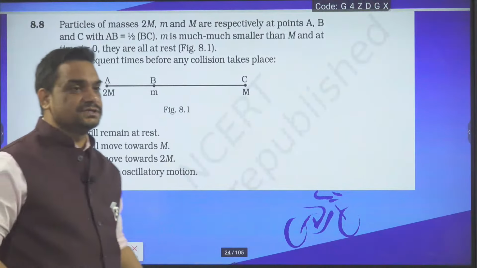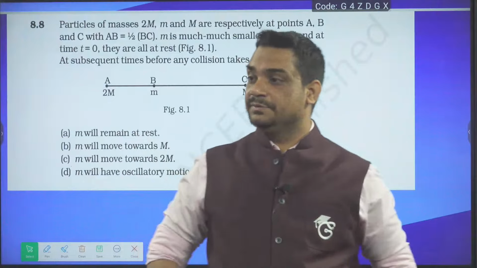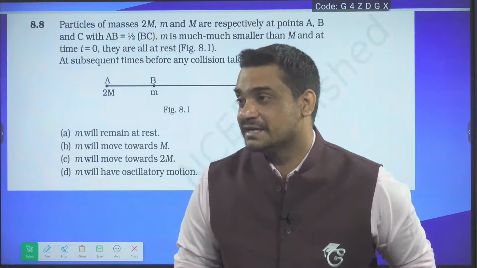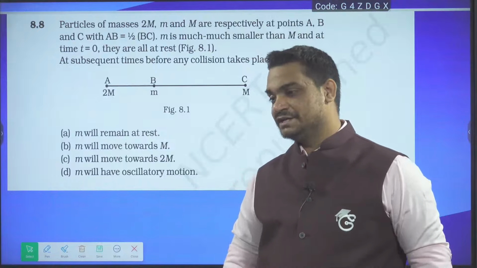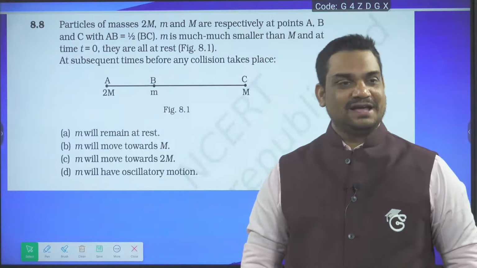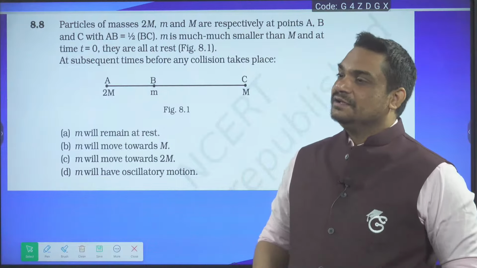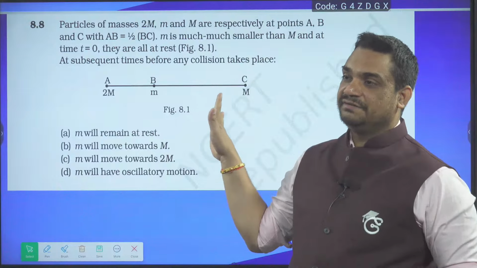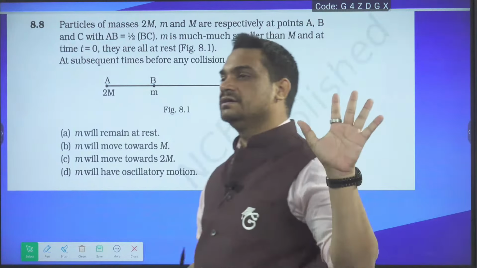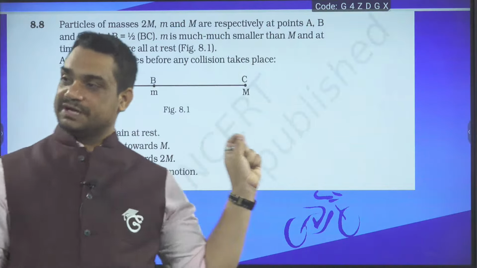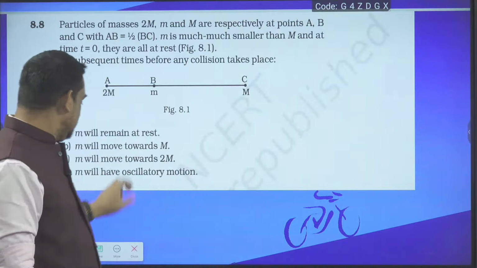Now comes this question. I personally like this question. They can ask it anytime. Till now, they have not asked it. It is an exemplar question; I expected last year they would ask it, but last year they were in the mood to ask very simple questions from gravitation. This appears like a tough question, but actually it is very simple. They are saying particles of mass 2m, M, and m respectively at points A, B, C are kept here.